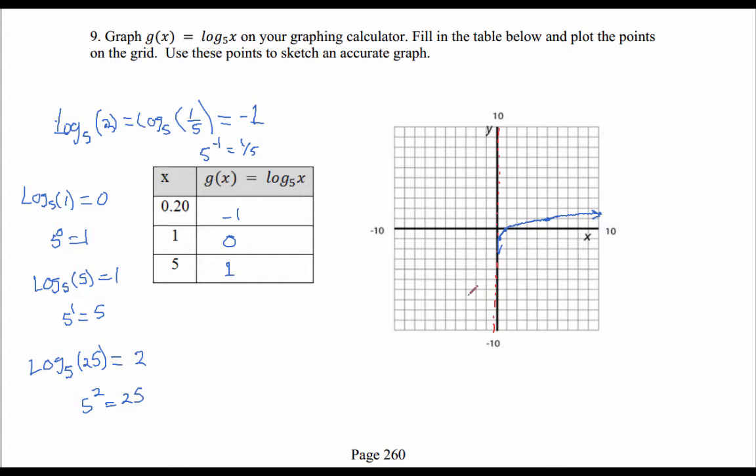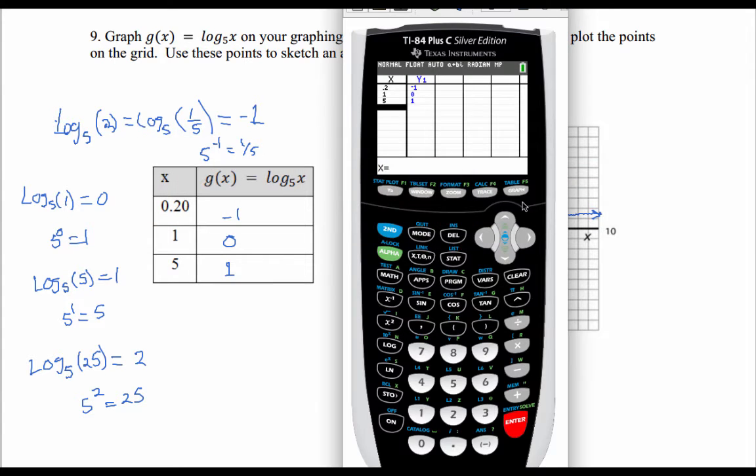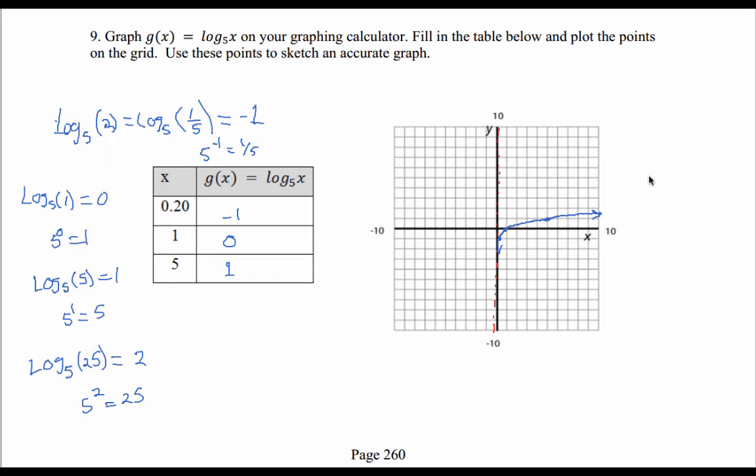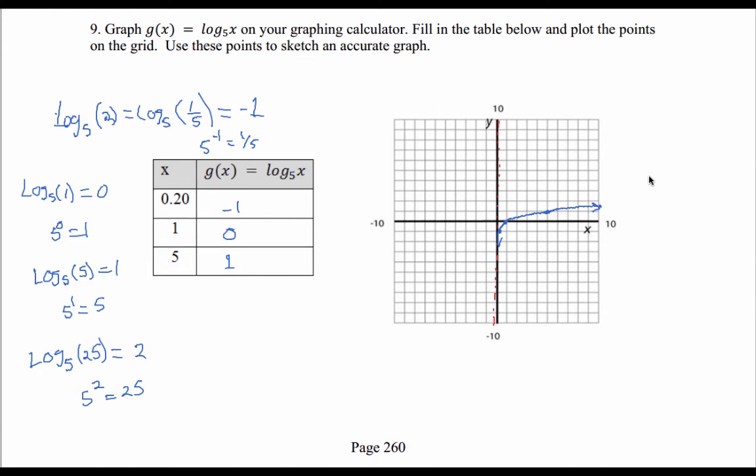Okay. All right, let's go take a look and see what it looks like on the calculator. See if we got a close match here. So we press graph. Yeah, sure enough, as compared to the previous graph, we see that it's down closer to the x-axis versus g of x equal logarithm base 2 of x.